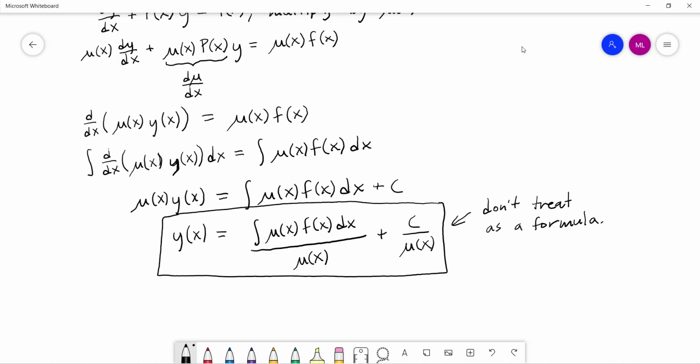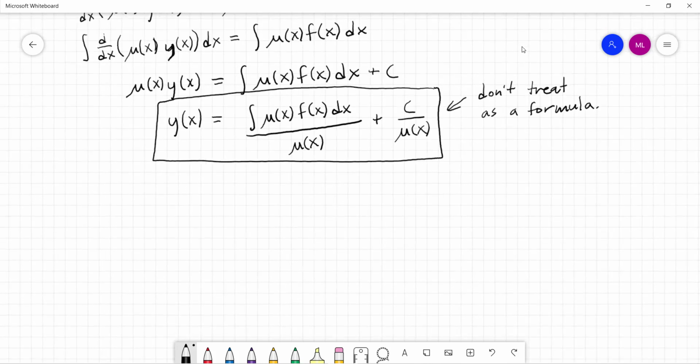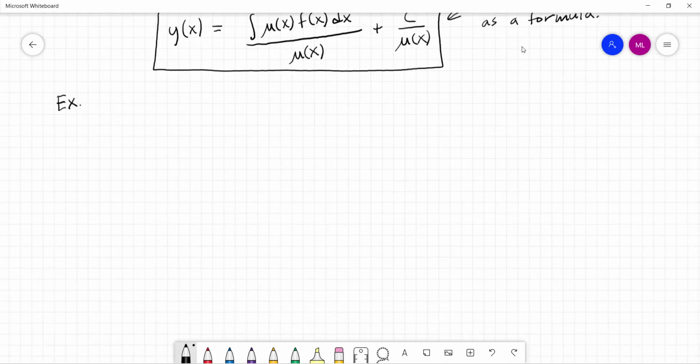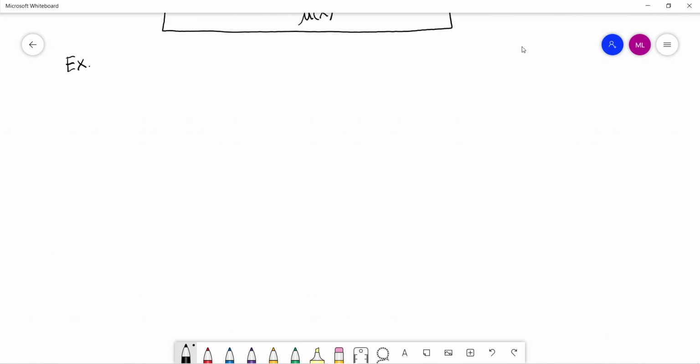So let's do an example, because this all probably still seems very, very abstract, to say the least. Let's see this thing in action, because it's really not that bad. Okay, so let's do a relatively simple one. Let's do dy dx minus 2y equals 4.